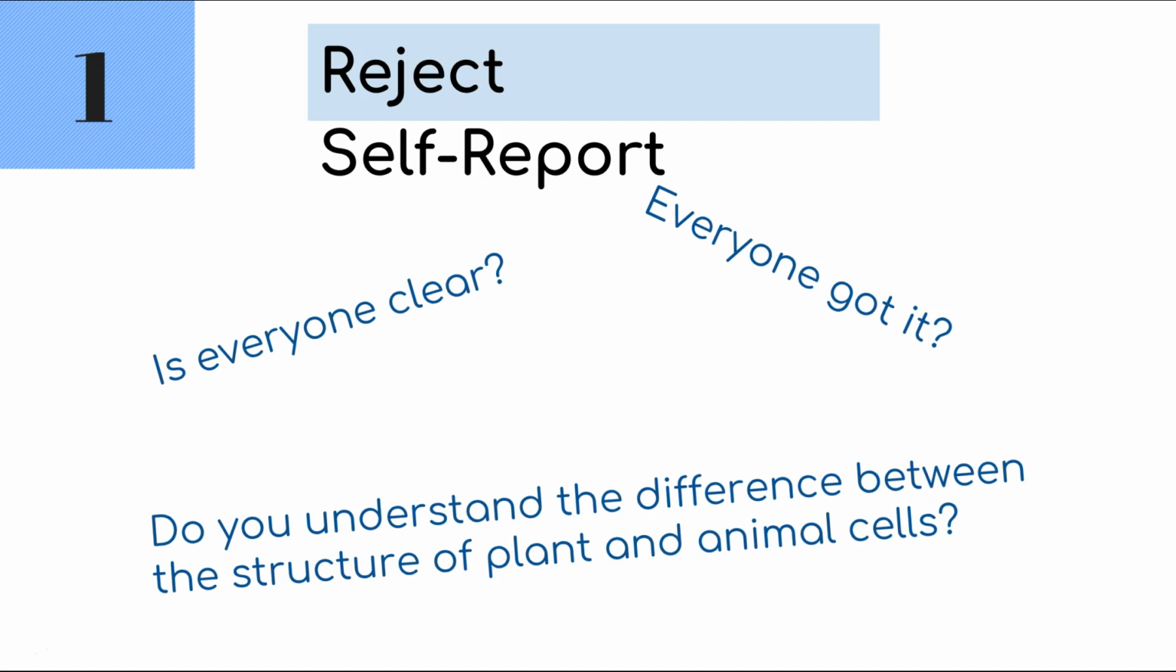Lemov's first checking for understanding technique is to reject self-report. This means that we need to get rid of rhetorical questions and replace them with more objective forms of assessment. When we ask students questions like, "Got it?" or "Are you good with the differences between plant and animal cells?" we really don't get the data we need to inform our next steps.